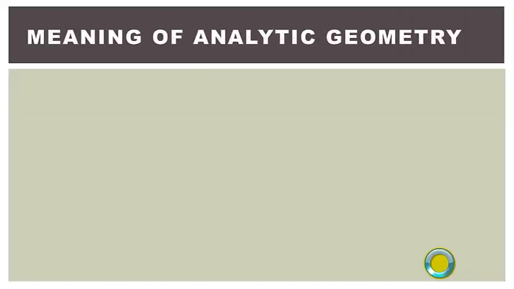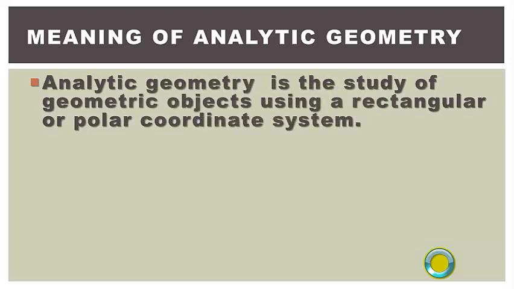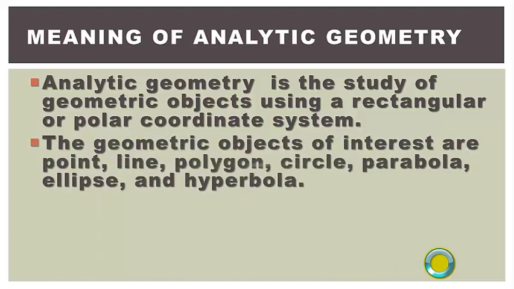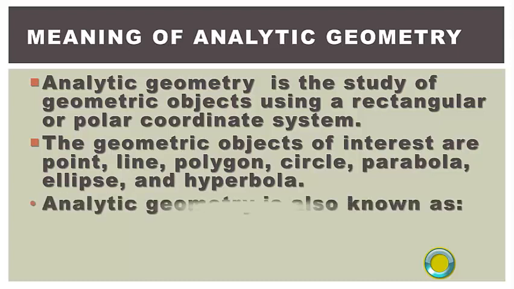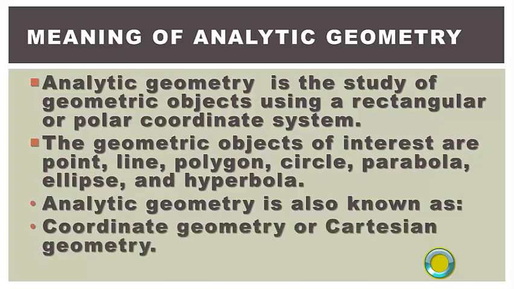Meaning of analytic geometry. Analytic geometry is the study of geometric objects using a rectangular or polar coordinate system. The geometric objects of interest are point, line, polygon, circle, parabola, ellipse, and hyperbola. Analytic geometry is also known as coordinate geometry or Cartesian geometry.